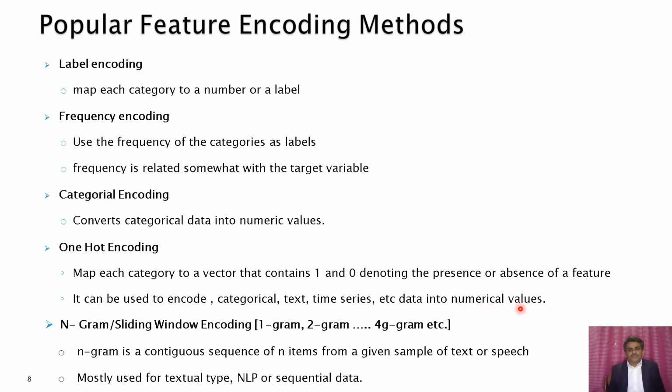The next is the n-gram sliding window encoding. Here n-gram can be 1-gram, 2-gram, or up to 4-gram, etc. An n-gram is a contiguous sequence of n items from a given sample of text or speech. N-gram or sliding window is mostly used for textual NLP or sequential data. A lot of applications have been developed using the n-gram or sliding window encoding method.